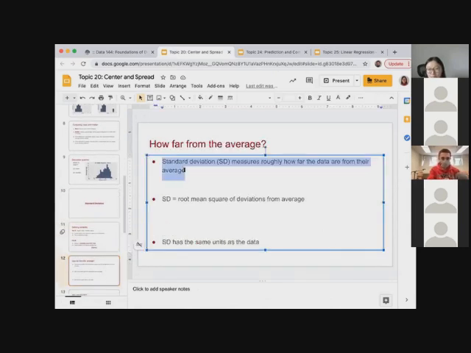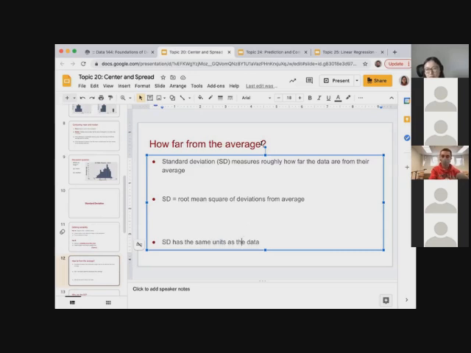Standard deviation measures roughly how far the data are from their average, and it is the root mean square of deviations from average. The last item shows us that standard deviation has the same units as the data. Of course, this is what was told to you, so maybe you still have confusion about why exactly that's the case.